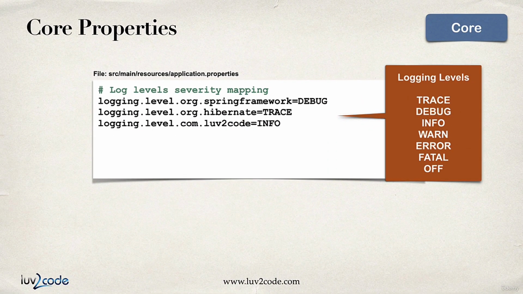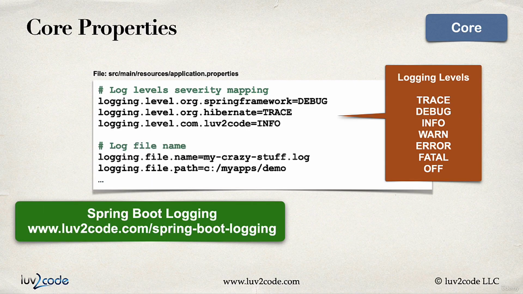As far as the different logging levels, you can set trace, debug, info, warn, error, fatal, and off. You could also have the output sent to a specific log file. So instead of the regular console, you can give the file mycrazystuff.log, and all the information will be stored in that log file. If you'd like more details on Spring Boot logging, access the link on the page, lovetocode.com/springbootlogin. It'll give you the official Spring Boot documentation for all the different logging configurations.